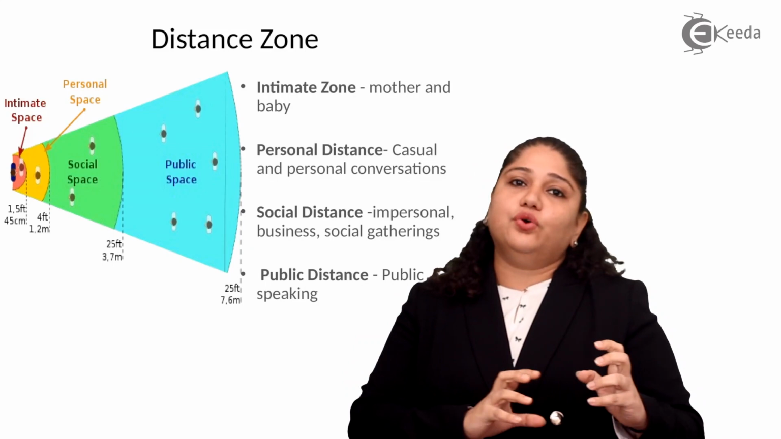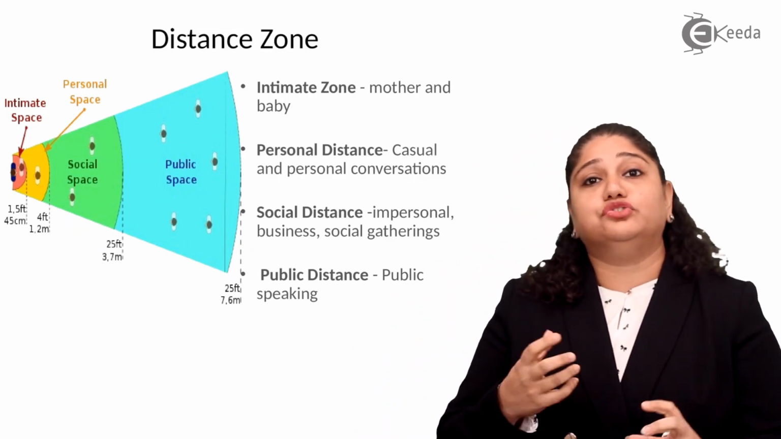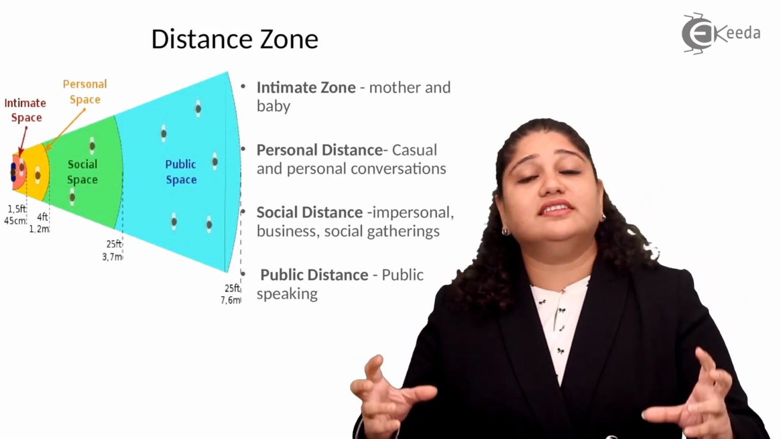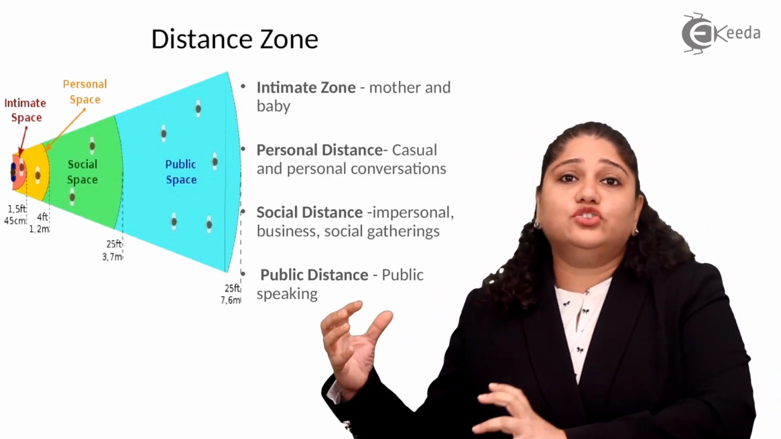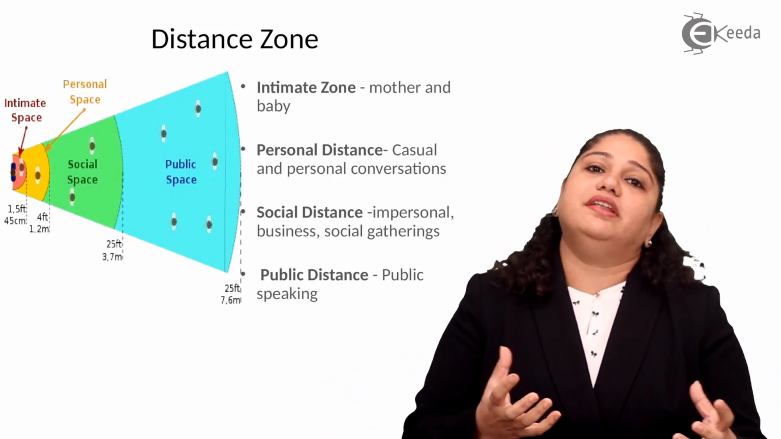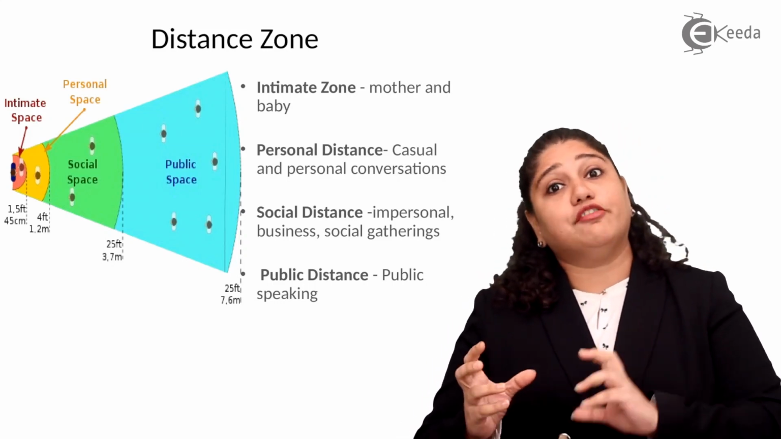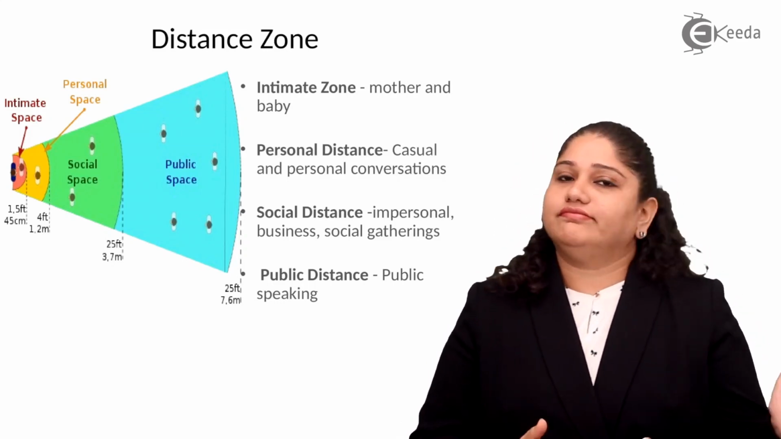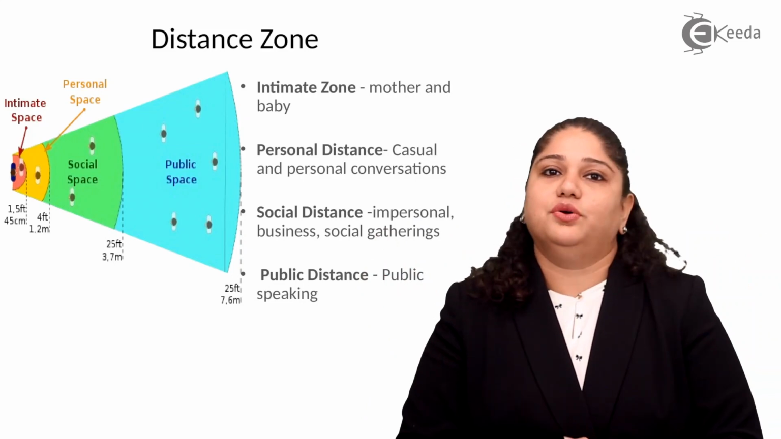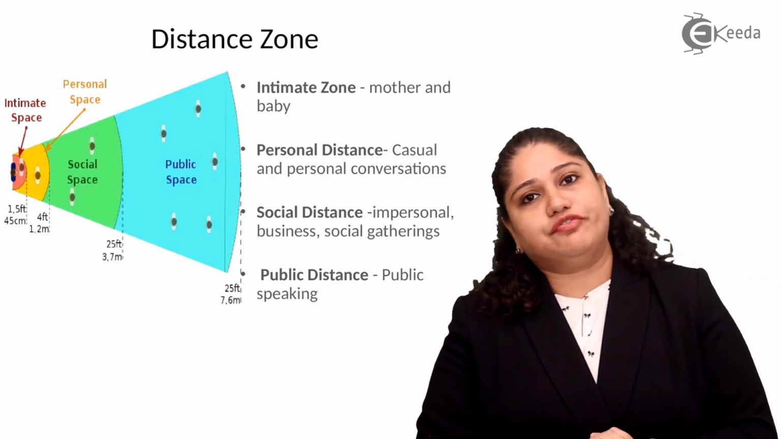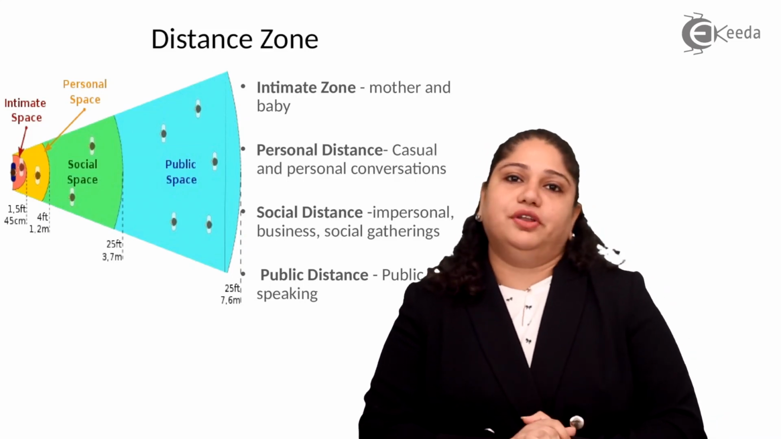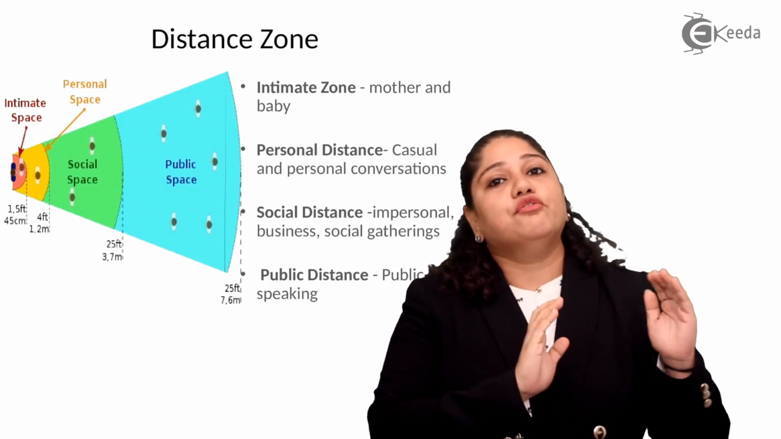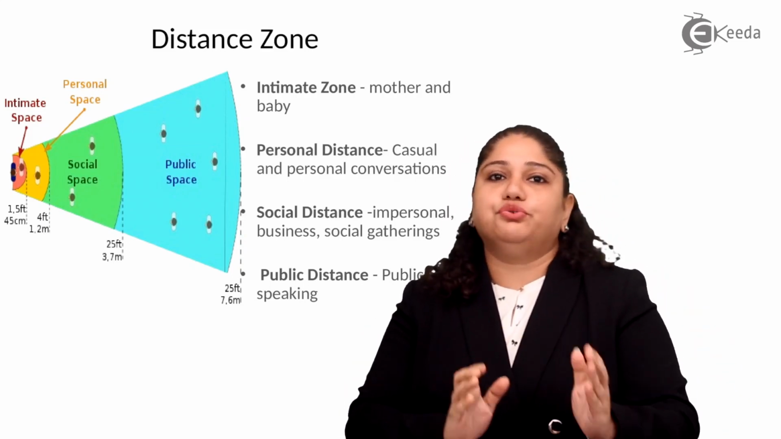So these were your environmental barriers caused due to space. If you do not maintain these zones correctly, then definitely there are barriers to your communication. But of course, if they are maintained well, you do not have a barrier ever in your life. So friends, this video specifies the barriers of communication only for environmental barriers due to space.